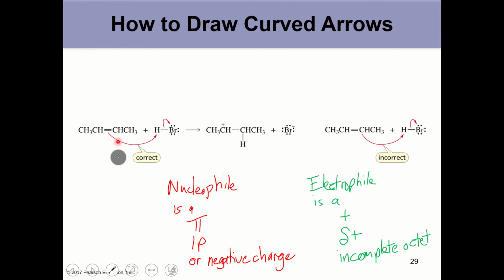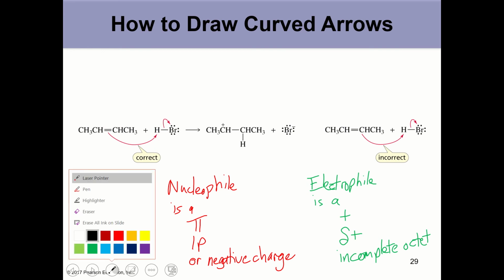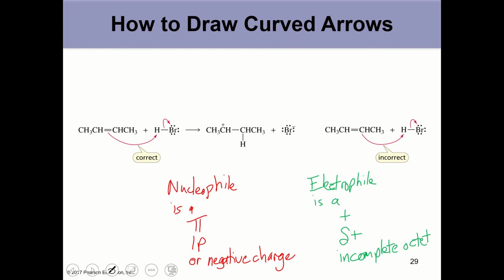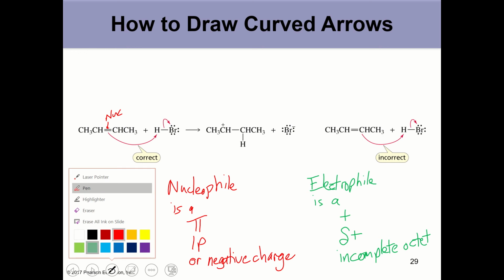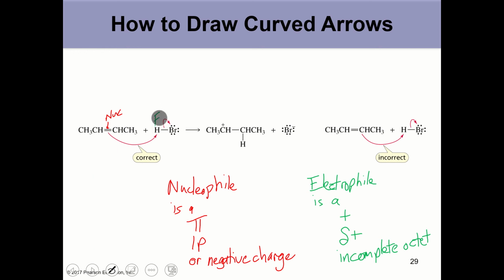Let's look at drawing our arrows. Drawing arrows from the pi bond, because the pi bond is our nucleophile, to the electrophile, hydrogen. As I said, let's just go ahead and label that. Nuke. E plus, electrophile.